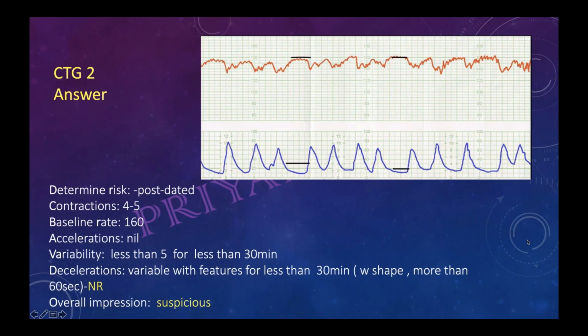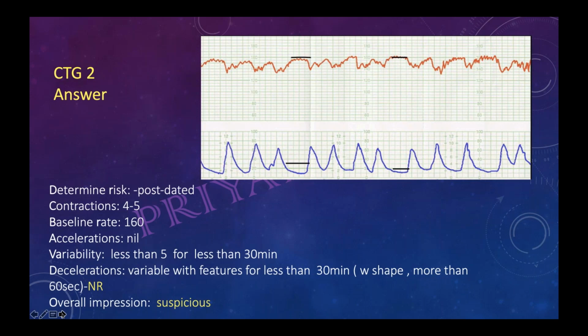Hello, Doctora, for part 3, for example this last example you told, how will the question be on this? The question can be what is the next management step, or how you interpret the CTG.